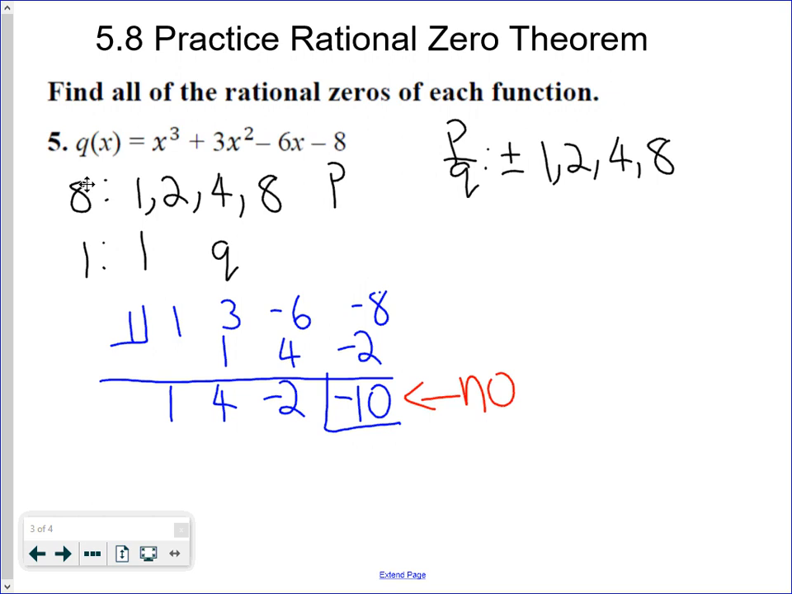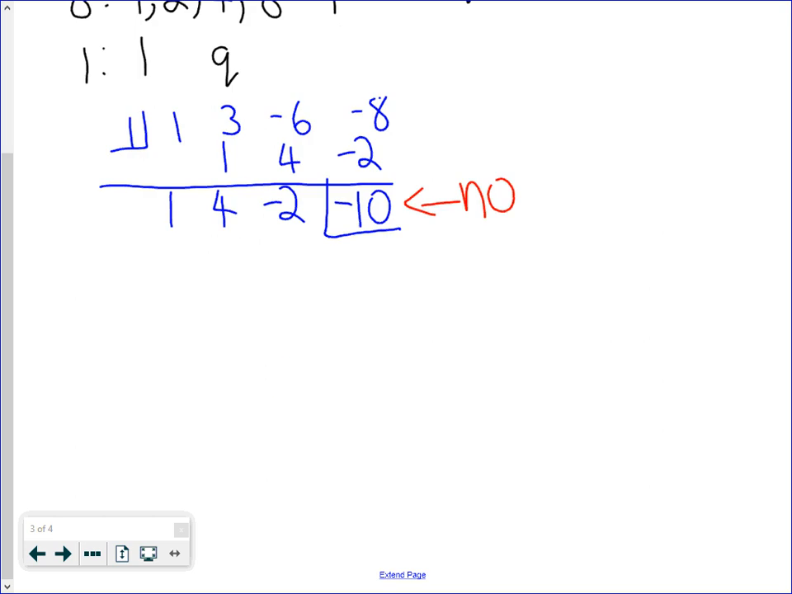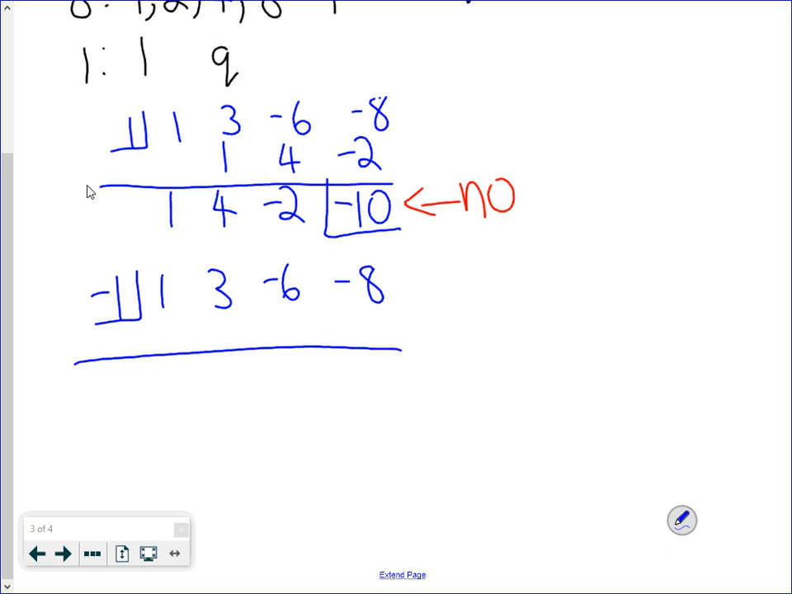Okay, so now I'm going to move on. I'm going to choose -1 next. Remember, we have plus or minus each of these numbers. So if I try -1, I get -1, and then I have 1, 3, -6, and -8. Okay, doing the same thing. 1 times -1 is -1. Add those together. -1 times 2 is -2. -6 plus -2 is -8. -8 times -1 is +8.